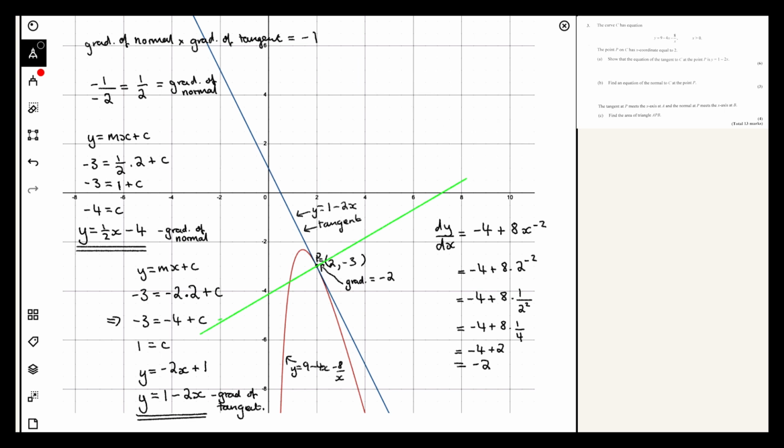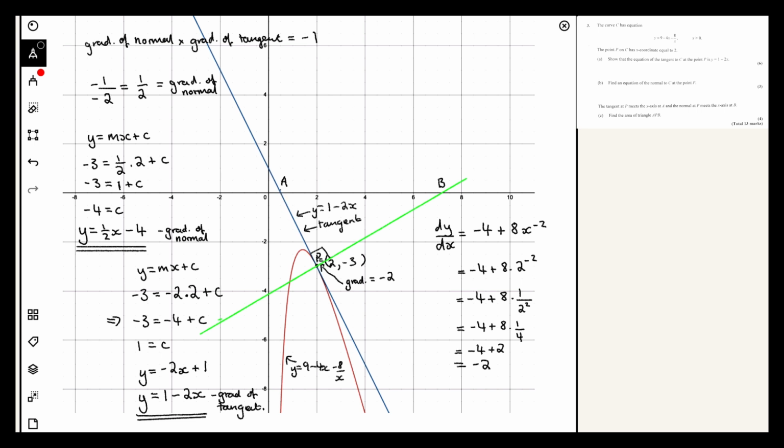For the next part of this, we've got to find the area of a triangle. It says the tangent meets the x-axis at A, so this will be my point A, and the normal meets the x-axis at B, and I need to find this triangle APB. We know that this is a right angle. There are a number of ways of working this out. We could find the length of this line and this line, multiply the two together and halve them.